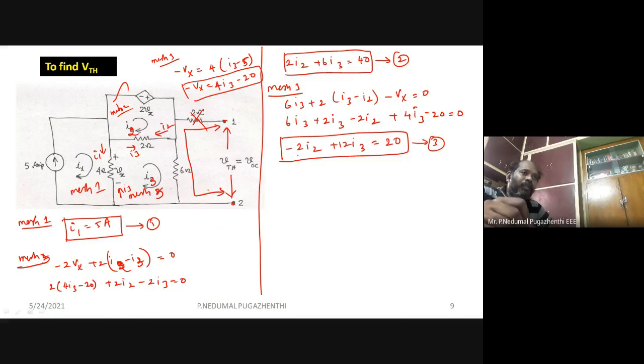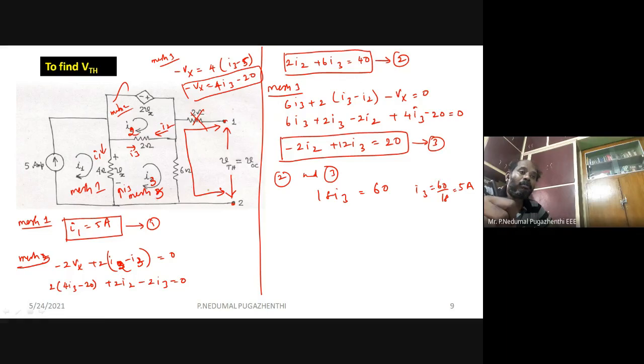Now, if we solve these two equations, from 2 and 3, what do we get? 2i2 minus 2i2 will cancel. Then, adding, we get 18i3 which is equal to 60. So i3 is equal to what? 60 by 18 which is equal to 5 amperes.